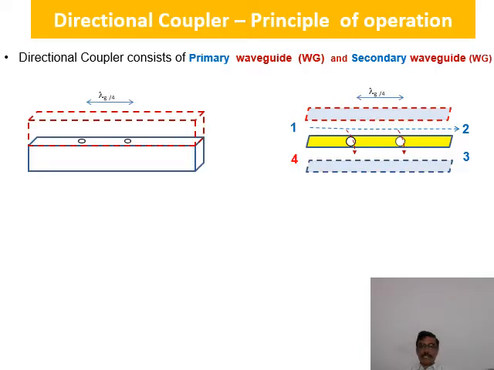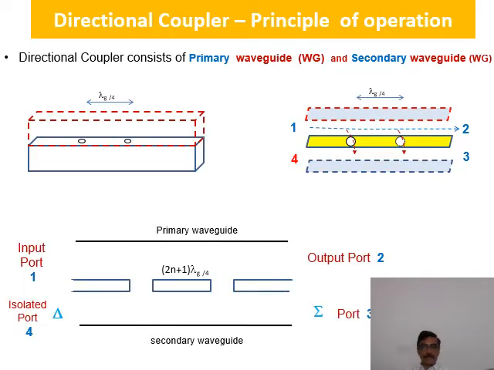When an input signal enters at port 1, it travels towards port 2, but a part of the signal energy flows towards the secondary waveguide through the first slot as well as through the second slot. We will see more in detail in the next figure. The same figure is shown for more clarity.